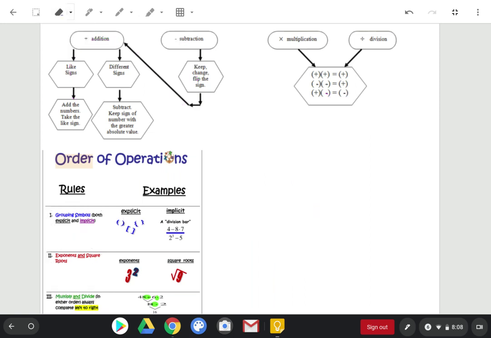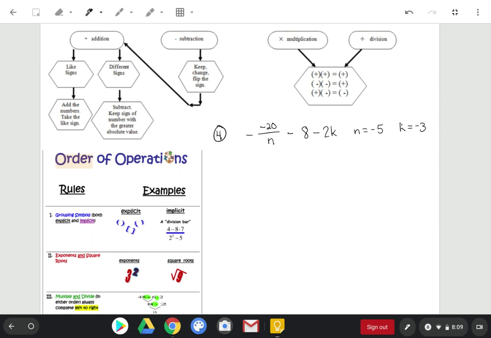We're going to look at problem 4. Problem 4 says the opposite of negative 20 divided by n minus 8 minus 2k, where n is equal to negative 5 and k is equal to negative 3.